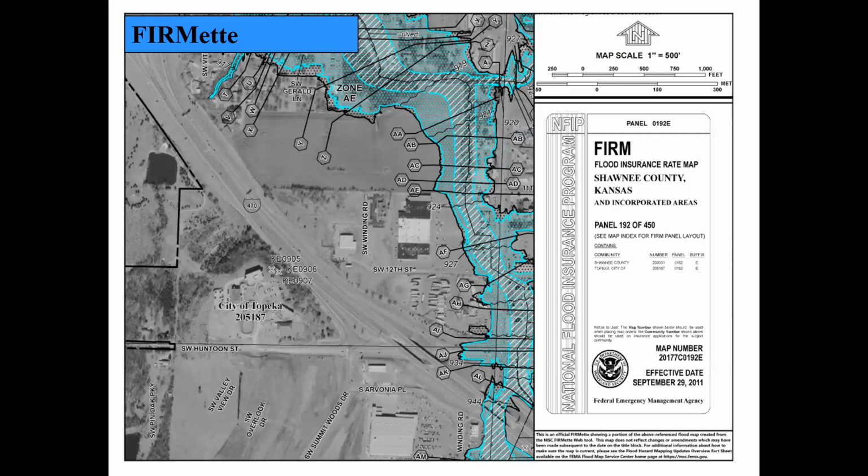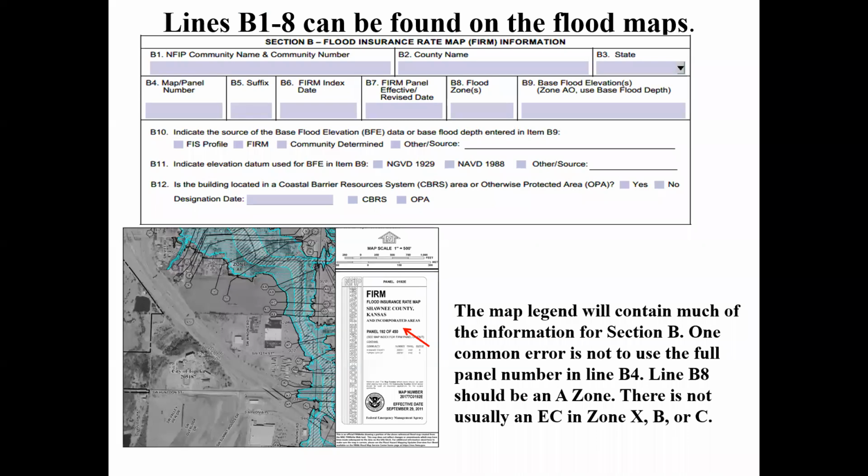But for B7, FIRM panel effective or revised date, we have that here. It's September 29th, 2011. And then we have B8 for the flood zone. We don't actually find that in the legend. We go to the actual map and then we look for the particular location, the structure or the property that we're looking at, and that will determine the flood zone. We'll look at some common mistakes, but we've gotten through most of section B just by looking at our map and our title block.